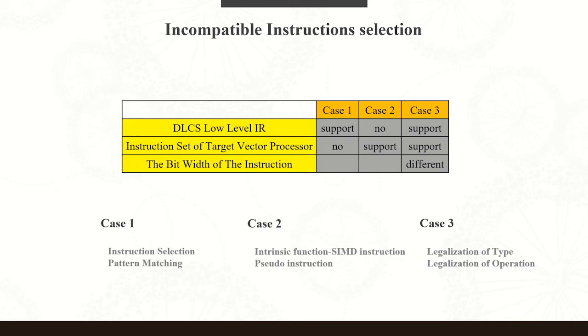The third case is when an operation is supported by the low-level IR and the target instruction set but with different bit widths. This is done by legalizing the operation described earlier, either by bit width expansion or truncation, or by simply declaring them unsupported.